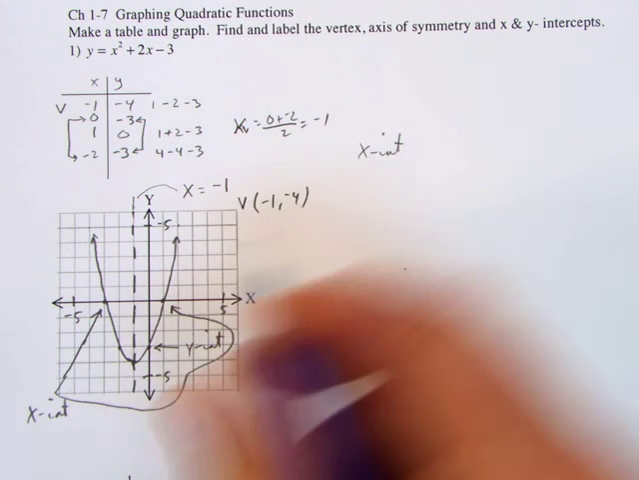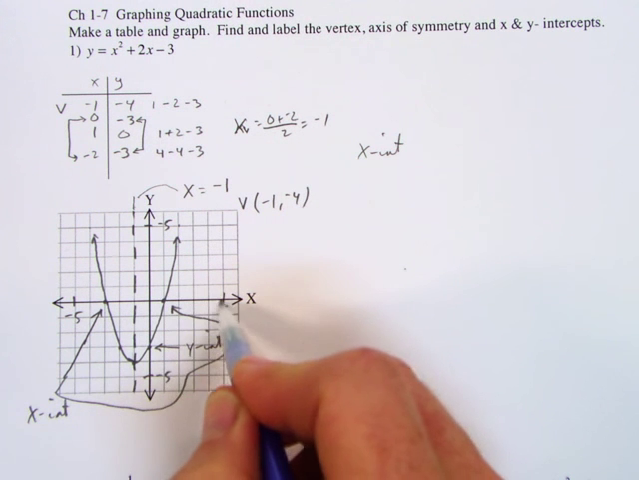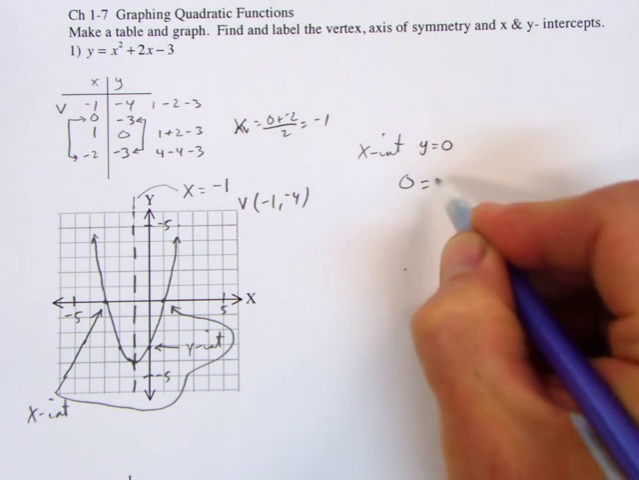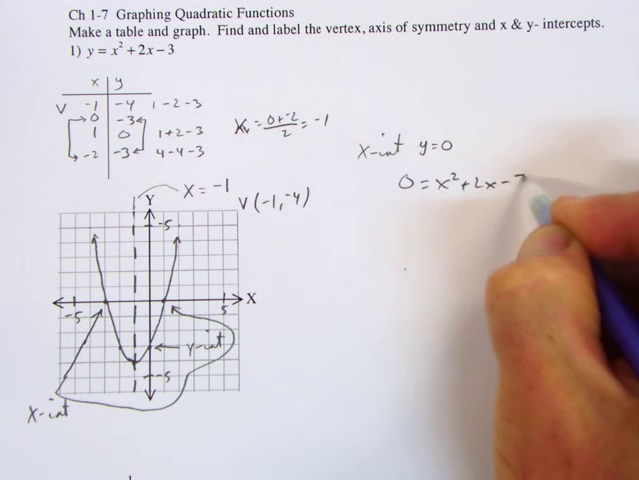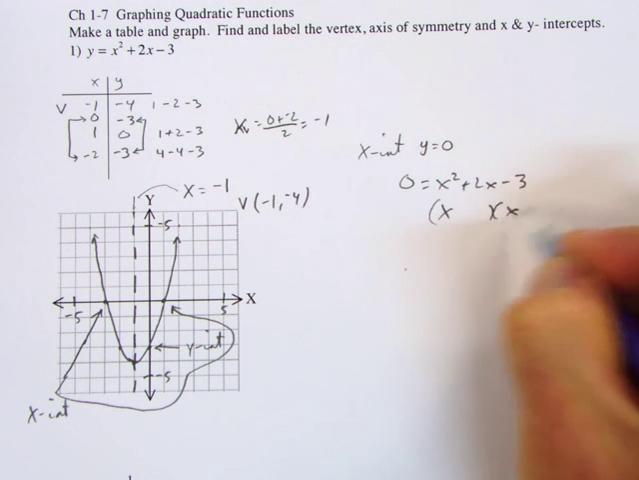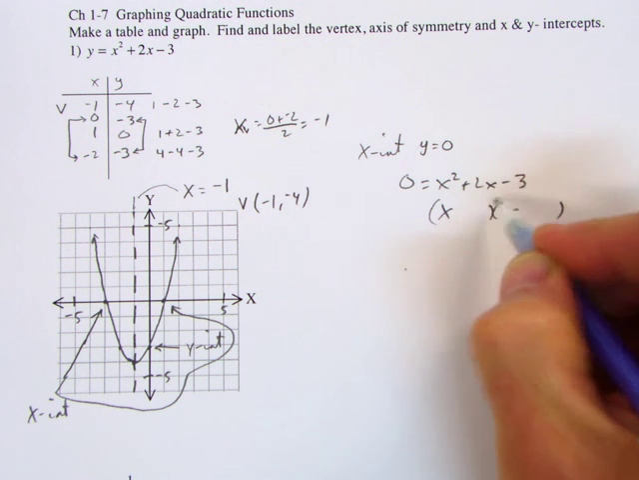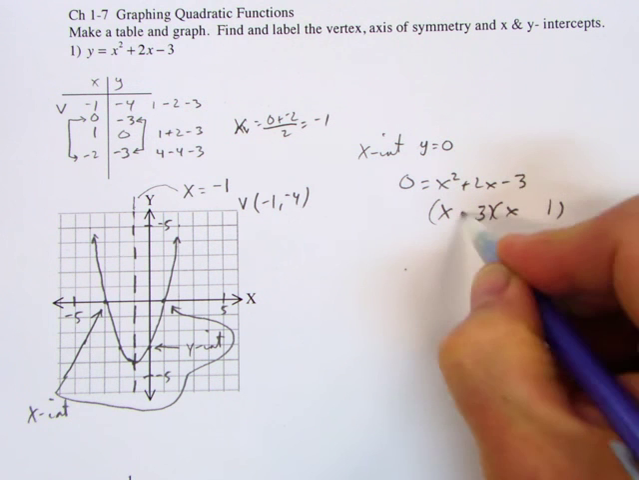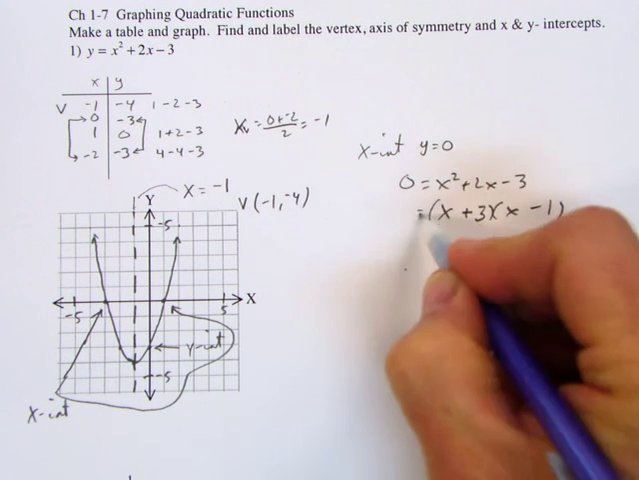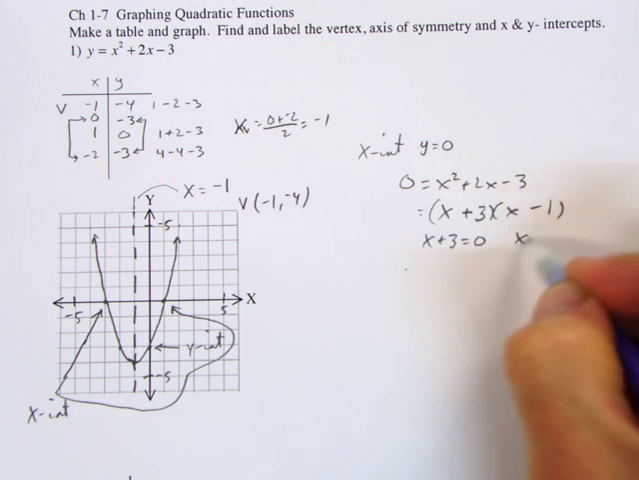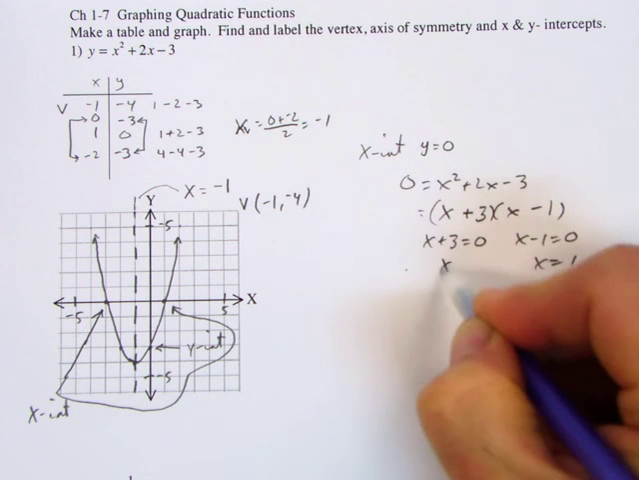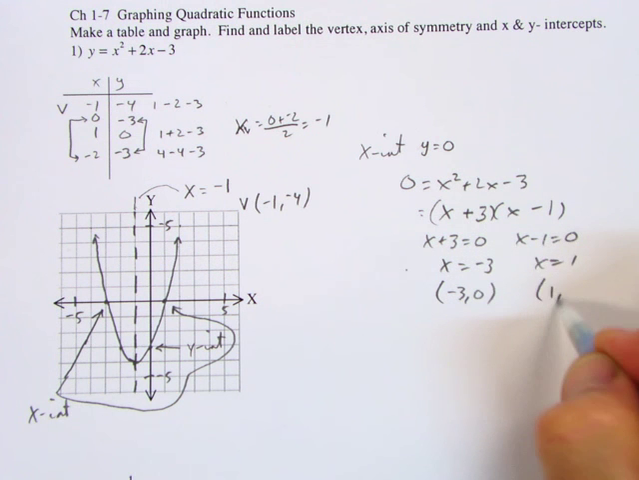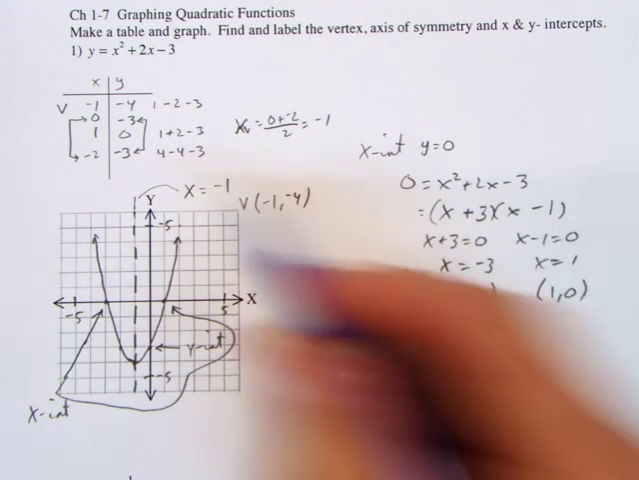Remember, every single point on the x-axis has the same y-coordinate, and that value is 0. So we could plug in 0 equals x squared plus 2x minus 3. That can be factored. What multiplies to give us negative 3 but adds to give us 2? Well, the only thing that multiplies to give us 3 would be 3 and 1. The 3 would be positive and the 1 is negative. So we have x plus 3 equals 0, x minus 1 equals 0, x equals 1, or x equals negative 3. So those values are negative 3 comma 0 and 1 comma 0, and we have that in our graph as well as in our table.